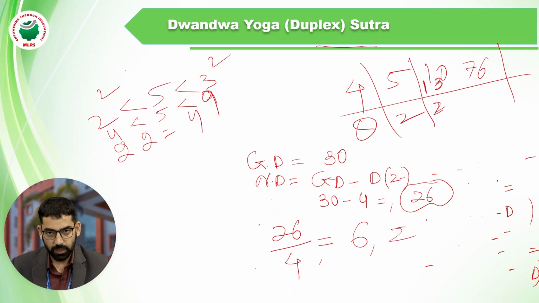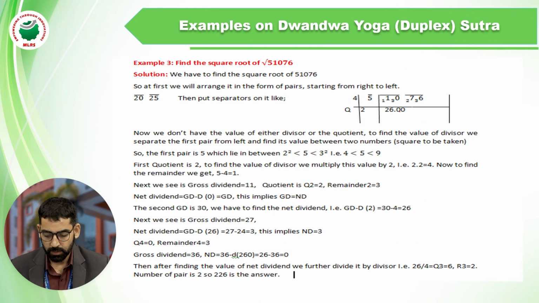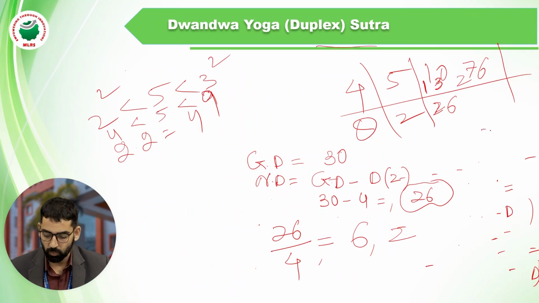What is the function of the quotient? The quotient goes in this compartment following 2. And what is the function of the remainder? That will go here straight away. So we can see clearly from here, 26 goes here and 2 goes to this place, that becomes 27. Again we have 27. What is 27 here? Again it is a gross dividend, and we have to find the net dividend, that is 27 minus the duplex of 26.